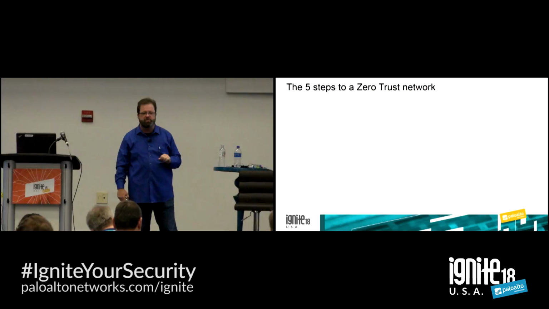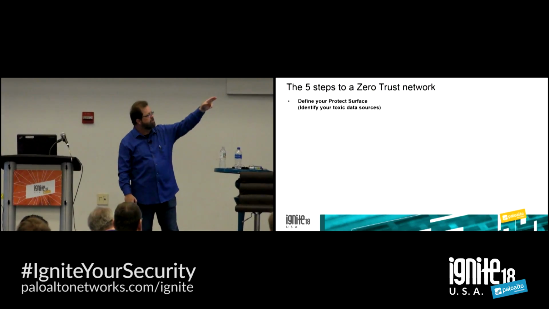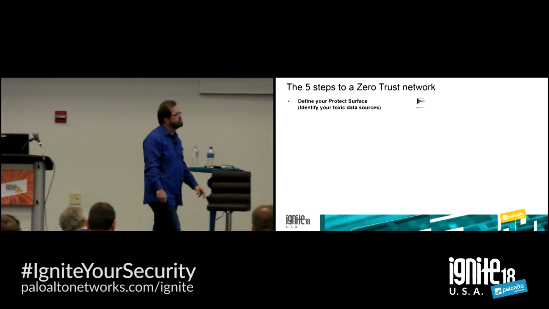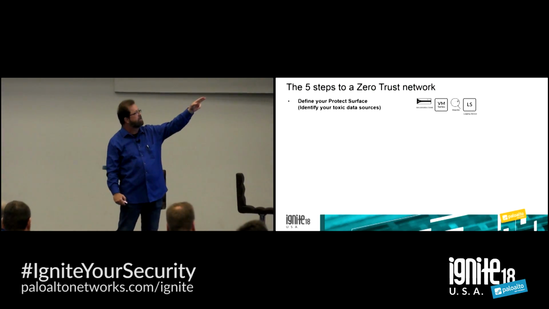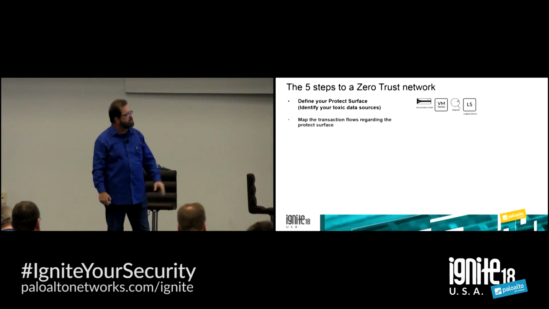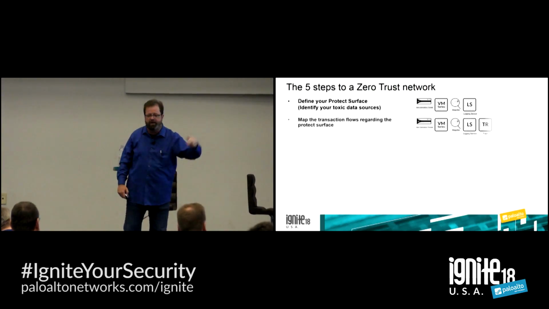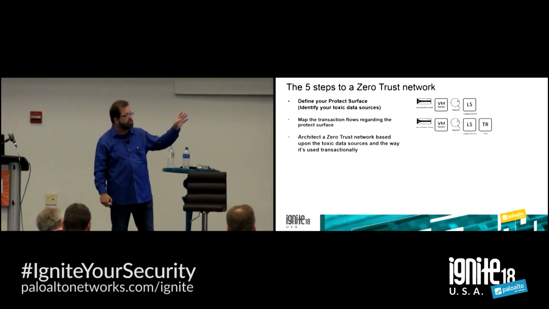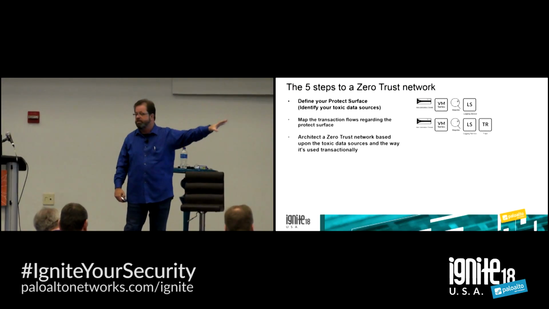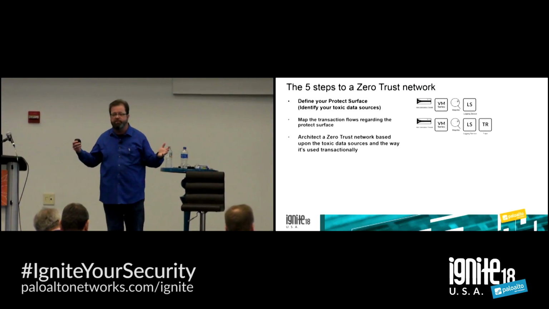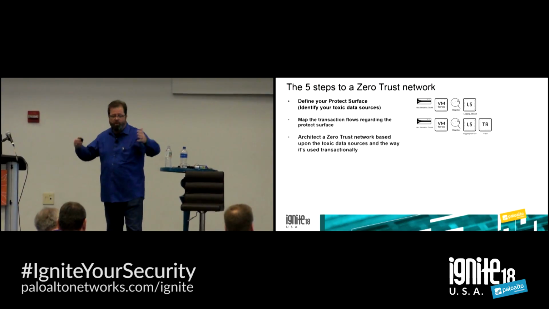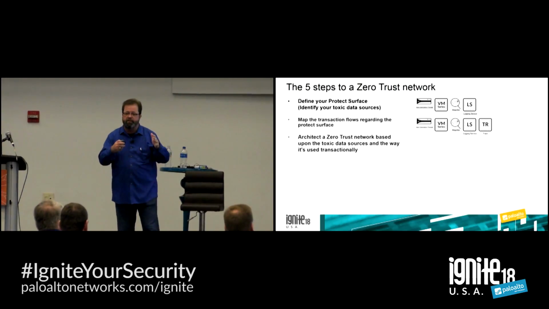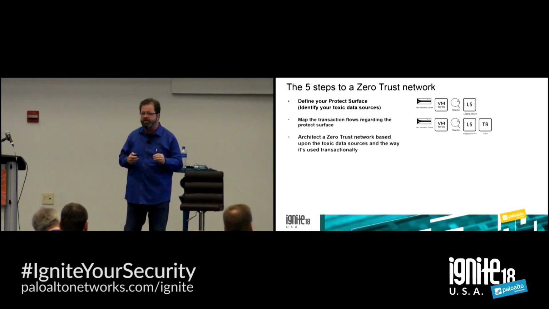Now, there are 5 steps to a zero trust network. The first step is define your protect surface, and we make technologies that help you do that. And then map the transaction flows regarding the protect surface, and we can help you do that. And we also have partners, of course, with all these steps. The third thing is we architect the zero trust network based upon all this information that we have. So what we're doing is architecting a network from the inside out based upon what we're protecting.